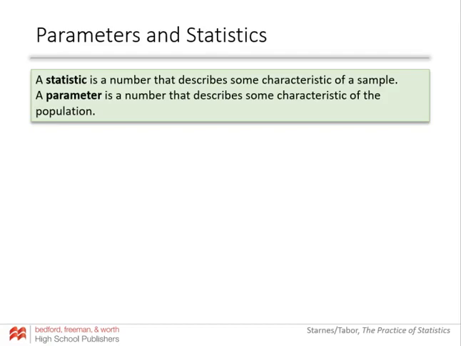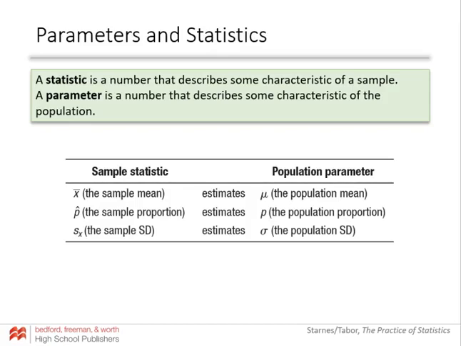So if I ask a sample of 30 Patriot High School students what their favorite lunch is, and 60% say popcorn chicken, that 60% is a statistic. If I were able to ask every single Patriot High School student, whatever percent said that popcorn chicken was their favorite, that is a parameter.